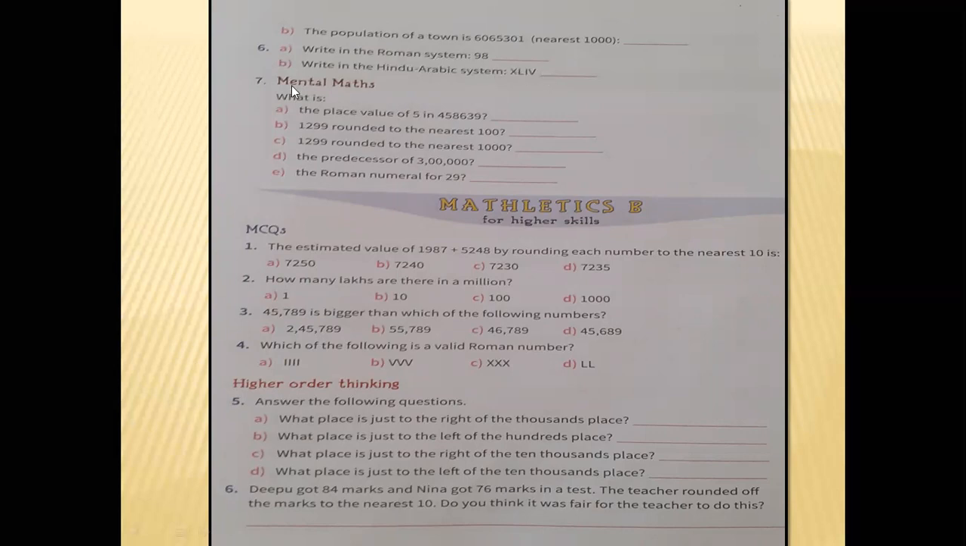Next, seventh, mental maths. What is A, the place value of 5 in 458,639. See here 5 is in the 1000 place, right? You have to write the place value of 5 in this given place.